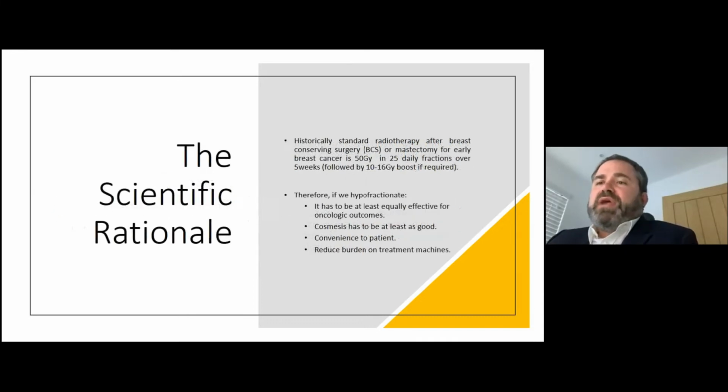Historically in breast cancer, after breast conserving surgery or mastectomy, the dose we've referred to is 50 gray in 25 fractions, which equates to 5 weeks of therapy, followed possibly by a boost for a further 2 to 3 weeks. If we plan to hypofractionate our patients, we want to ensure that the benefit is at least equally as effective in terms of oncologic outcomes, that the cosmesis is as good, that it's convenient to the patient, and potentially it can reduce the burden on your radiotherapy treatment machines. Next slide.